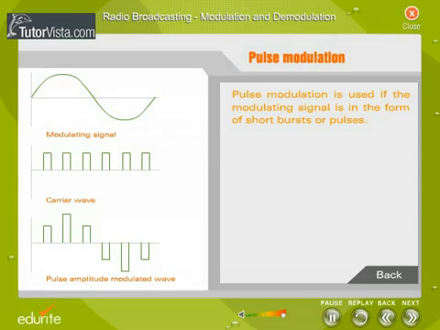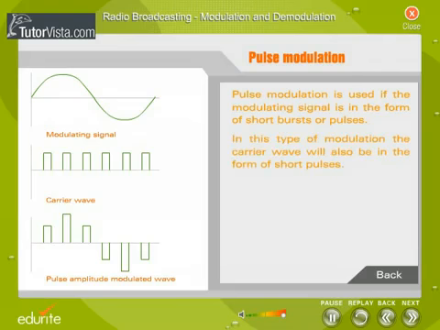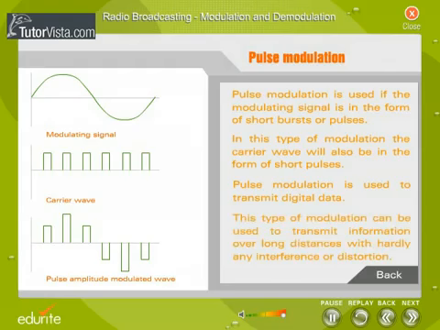Pulse modulation. Pulse modulation is used if the modulating signal is in the form of short bursts or pulses. In this type of modulation, the carrier wave will also be in the form of short pulses. Pulse modulation is used to transmit digital data. This type of modulation can be used to transmit information over long distances with hardly any interference or distortion.